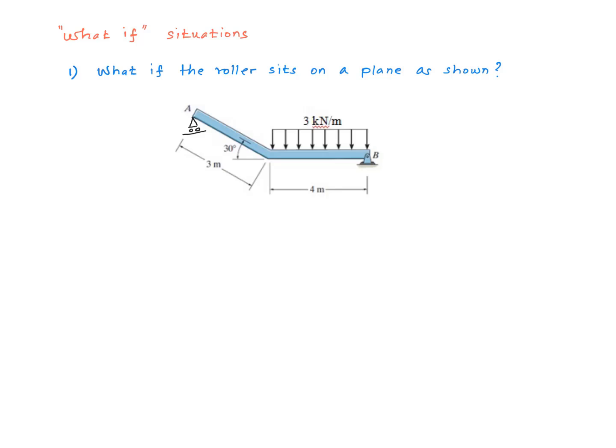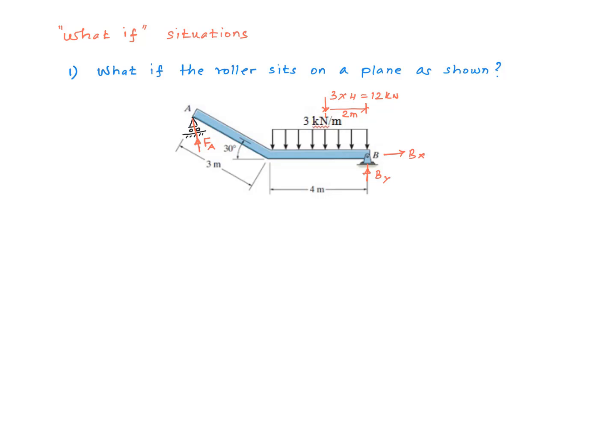Let's look at a couple of what-if situations and see how you deal with them. Number one, what if the plane on which the roller is sitting is not parallel to this member, but rather it is horizontal? Well, you just have to remember the fundamental. The force acting on a roller support is perpendicular to the plane on which the roller is sitting, right? So if the plane is horizontal, the force has to be vertical, like shown here. Everything else will remain the same.